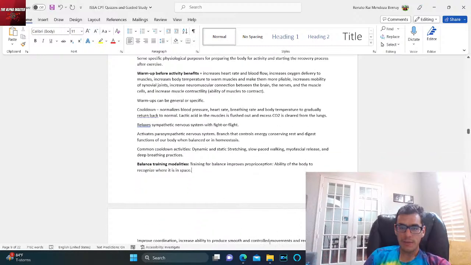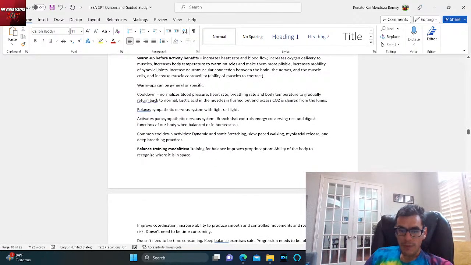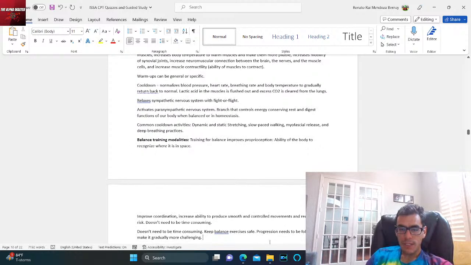Balance training modalities. Training for balance improves proprioception, the ability of the body to recognize where it is in space. It improves coordination, increases the ability to produce and control movements, and reduces injury risk. It doesn't need to be time consuming.